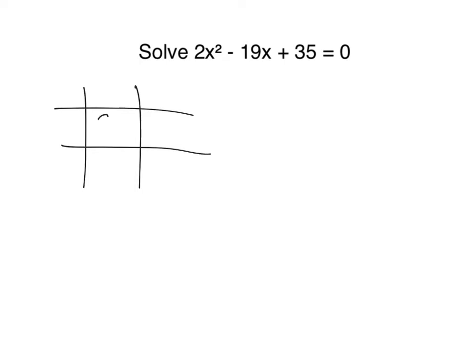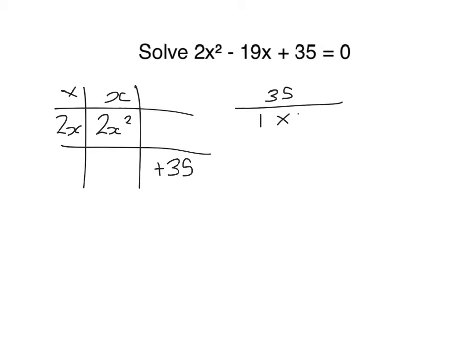and I'm going to have 2x squared here, and I'm going to have positive 35 here. For 2x squared, the only terms that multiply to give that are going to be 2x and x. So then I need to start listing my factor pairs of 35 and seeing which ones work for this equation. So let's just list all our factor pairs first.